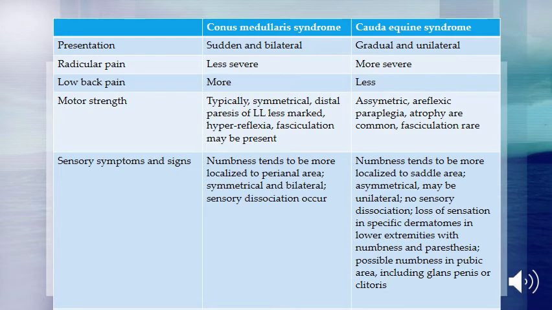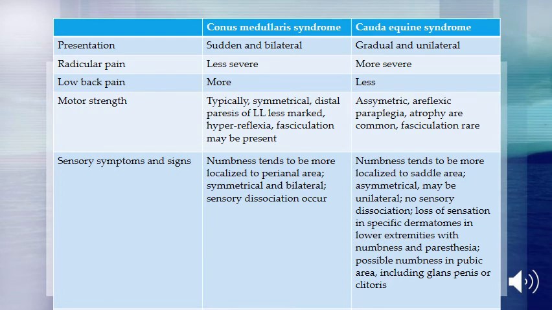The motor strength or power in conus medullaris is typically symmetrical, distal paresis, with marked hyperreflexia, and fasciculation may be present. As we said in the previous slide, the conus medullaris causes a combination of upper and lower motor neuron signs, while the motor strength in cauda equina syndrome is asymmetric and areflexic, with paraplegia and atrophy, and fasciculation is rare.